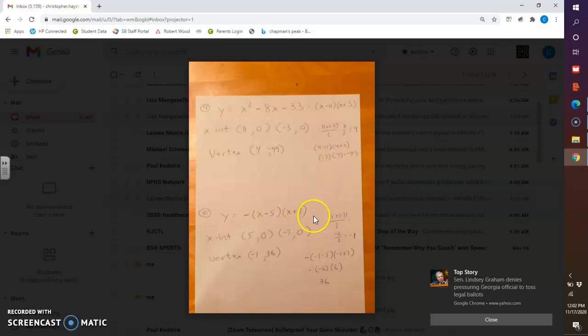Finally, if they factor it for you, you can go right to the x-intercepts. 5, 0, and negative 7, 0. We take that average. 5 and negative 7 is negative 2 over 2 is a negative 1. So my x-coordinate of my vertex is negative 1. I plug back in for the x's. Negative 1 minus 5 times negative 1 plus 7, and we have the negative out in front. So it becomes negative 6 times 6, and a positive 36. So my vertex is negative 1, 36.